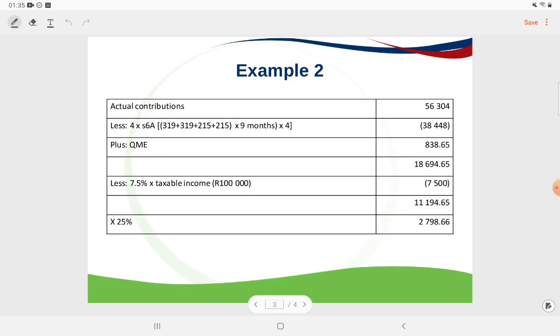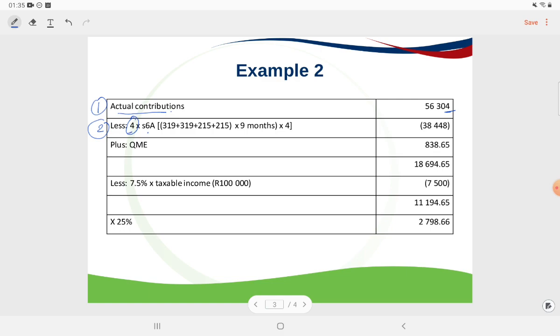So this is what the working would look like. Let's just go through it. Your first starting point is to say what are the actual contributions that the taxpayer has made to the medical aid scheme. This amount came from the certificate. It was given to us. In some cases, you might have to work it out if it's given in a written format. Then the second step is to reduce the actual contributions by 4 times your section 6A rebate.